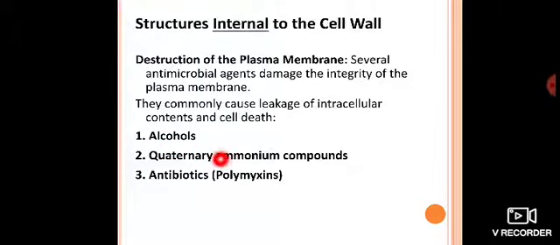As we know, now each and every one of us is using sanitizer. There are different types of sanitizer. All those sanitizers have a base: alcohol, which can kill bacteria by this leakage process. Then there are quaternary ammonium compounds, which have the same property. Next are antibiotics, and among those, polymyxins. Polymyxins are one category of antibiotic, and they have the property to kill bacteria in this way.